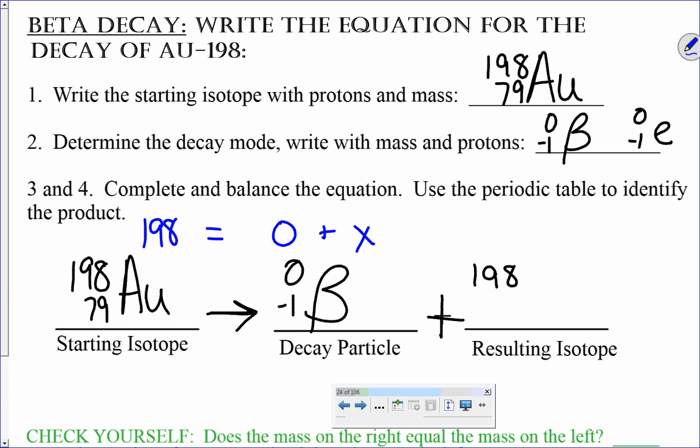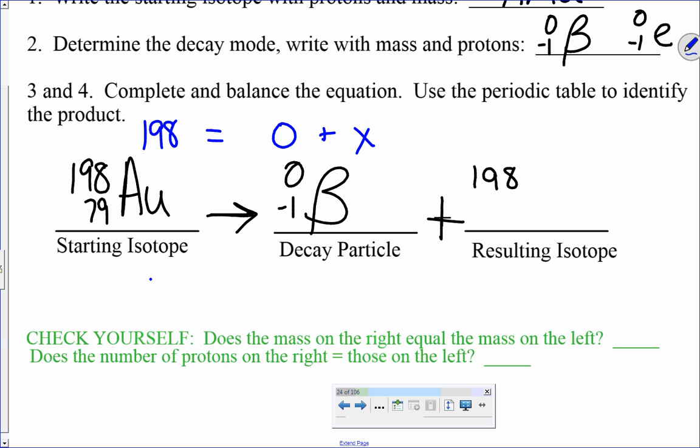X equals 198. On the bottom, we started with 79 protons. In this type of decay, a neutron turns into a proton. So really, this is like 79 equals negative 1 plus y. So it's like we're subtracting a negative, which then becomes adding. If we were to actually solve this equation, we'd find that y equals 80. Since a neutron turns into a proton, we actually end up having more protons than we started with.